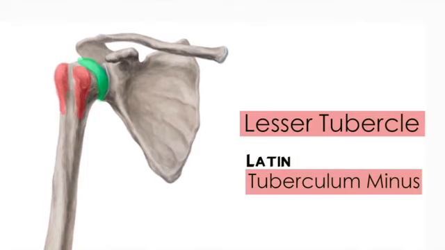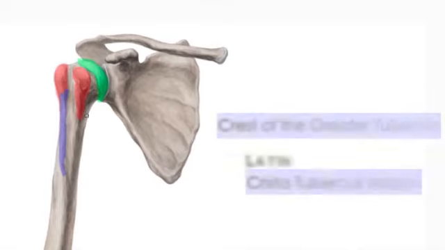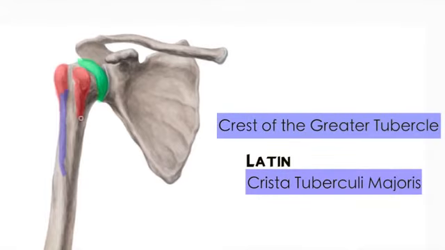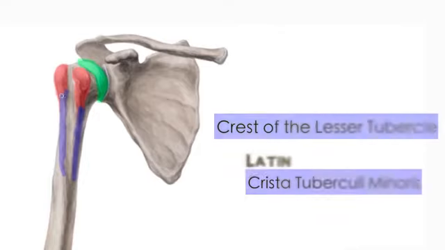Now, as you can see, if you go down, the greater tubercle is forming a crest here, and it's known as the greater tubercle crest, or the crest of the greater tubercle. And also the lesser tubercle is forming another crest, known, of course, as the crest of the lesser tubercle.